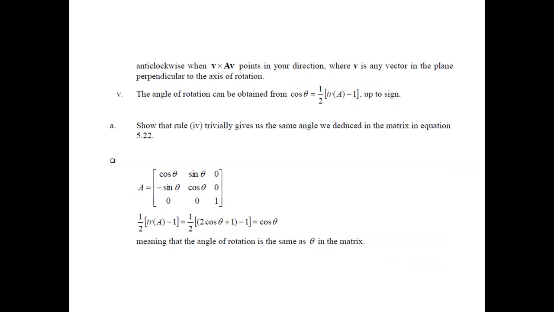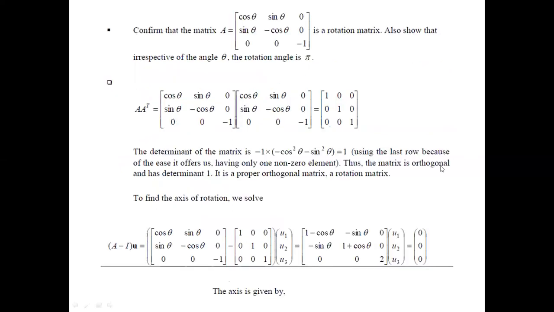Show that rule 5 trivially gives us the same angle as is used in the matrix in equation 522. And this is the solution. Half trace of A minus 1 is half into 2 cos theta plus 1 minus 1, which is cos theta, meaning the angle of rotation is the same as theta in the matrix.